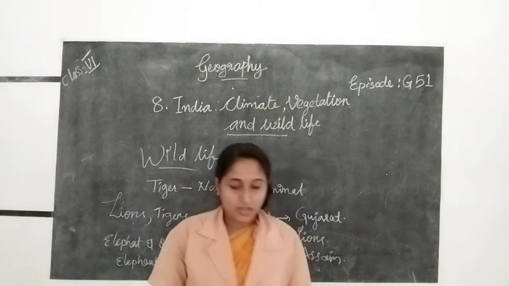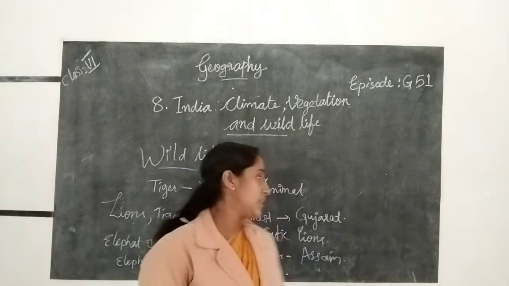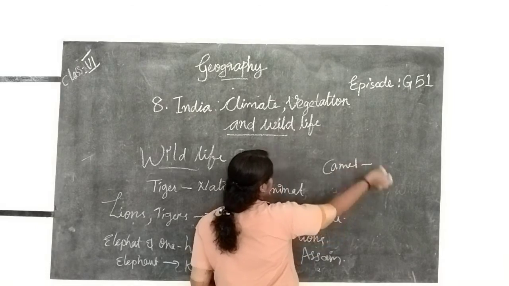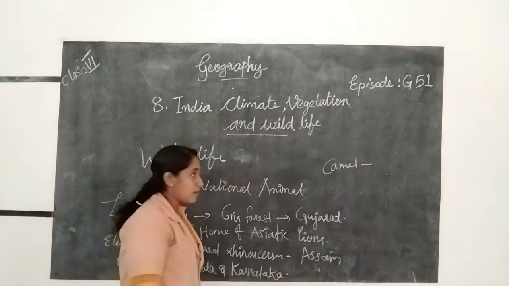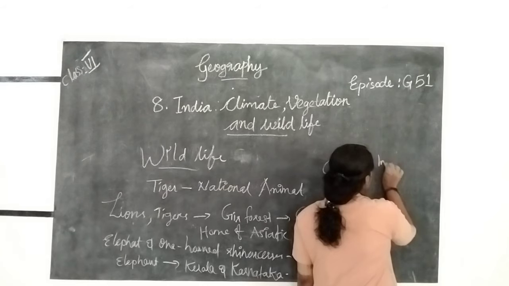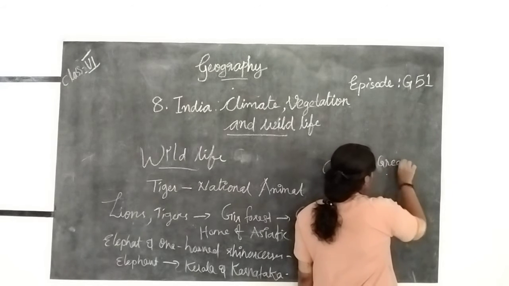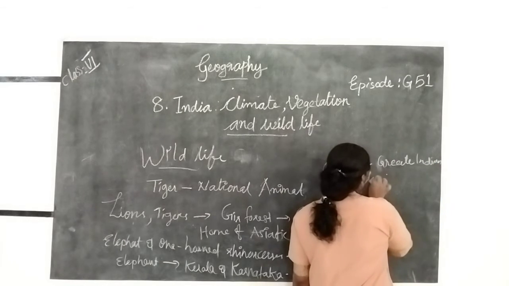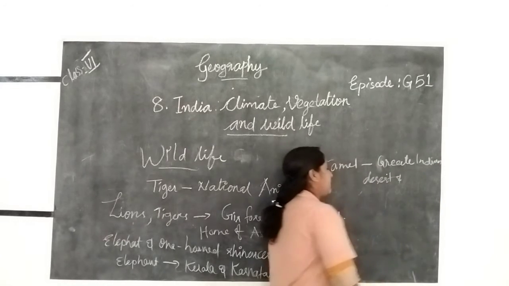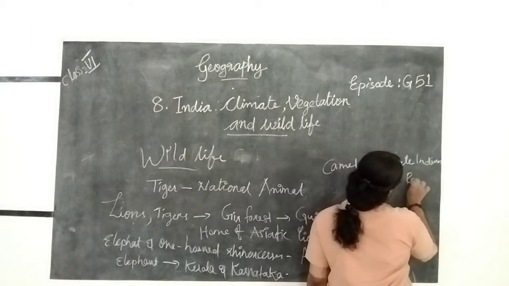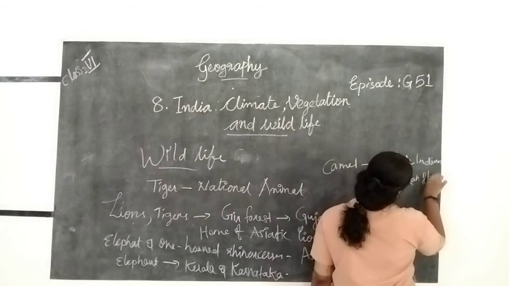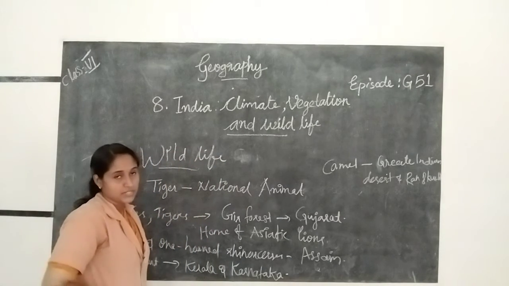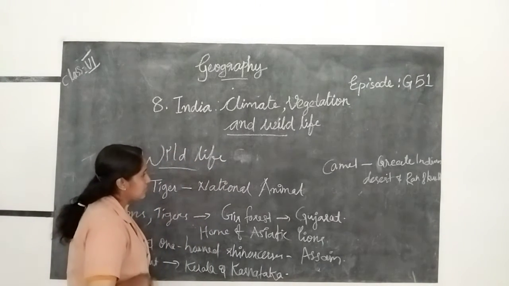And we have several kinds of other animals. The desert animal is the camel, right? Yes, the camel is one of the desert animals. It is found in desert regions, mostly in the Great Indian Desert and the Rann of Kutch, where different kinds of camels can be found.